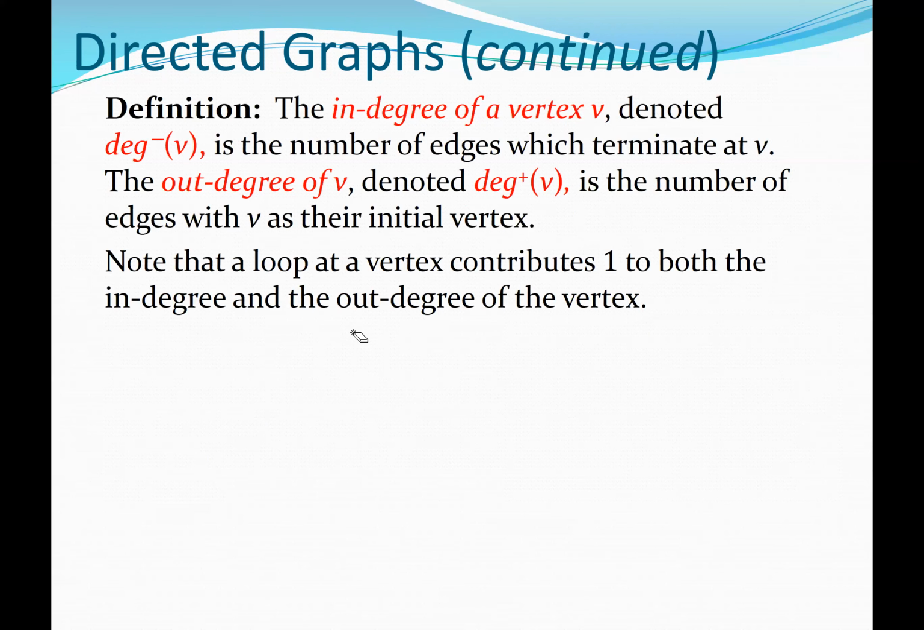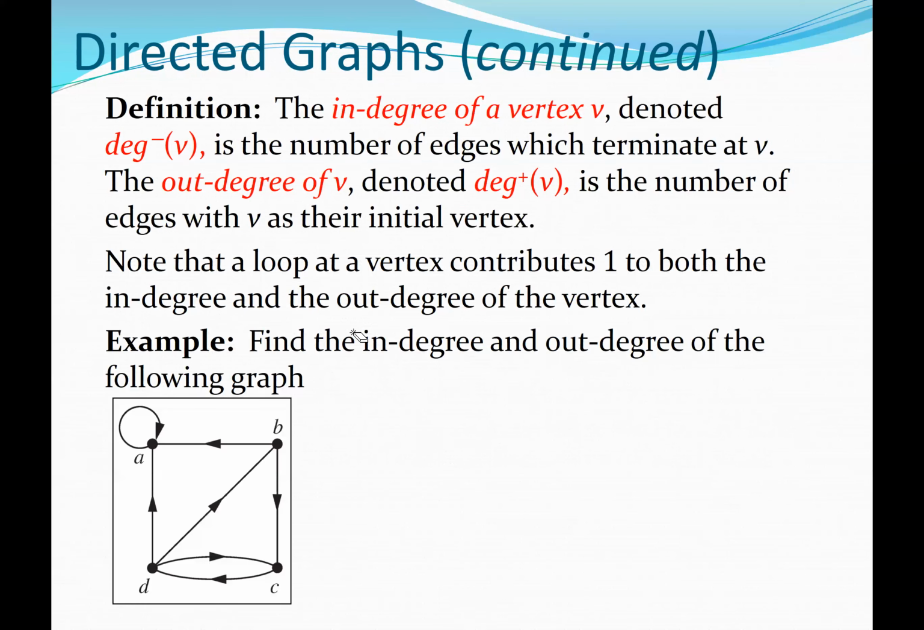All right, so a loop at a vertex contributes 1 to both the in degree and the out degree of that vertex. You can see here it doesn't go anywhere, so it comes out of that and then it also comes back into that same vertex. All right, so we have here the in degree and out degree of the directed graph that we have here.